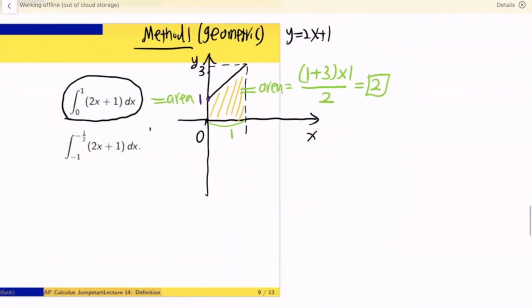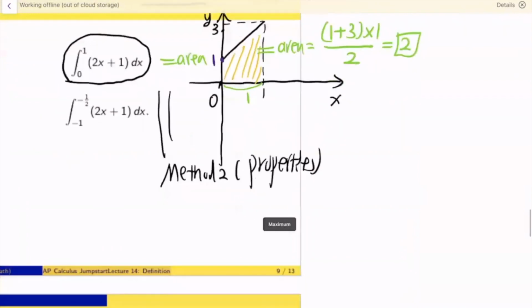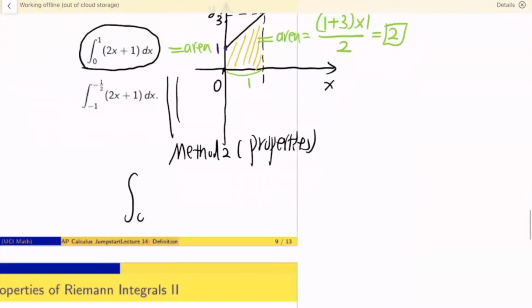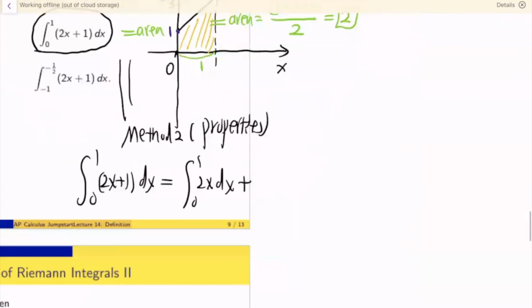Method 2: you can actually use properties. Let's use those properties to simplify the calculation. If I want to calculate the integral from 0 to 1 of 2x plus 1 dx, I can separate it into the integral from 0 to 1 of 2x dx, plus the integral from 0 to 1 of 1 dx. And this we know is a constant function, just 1.